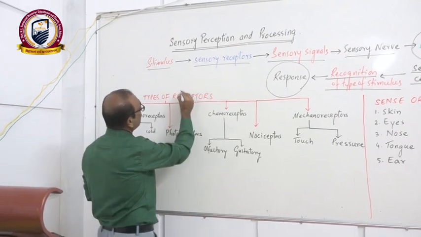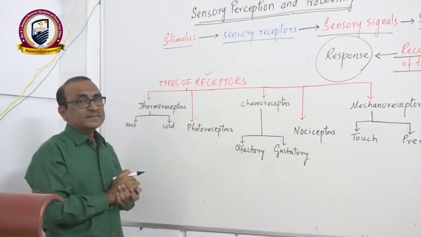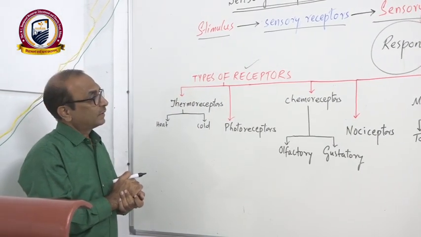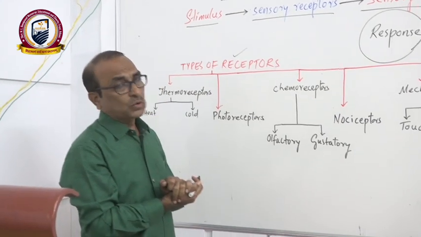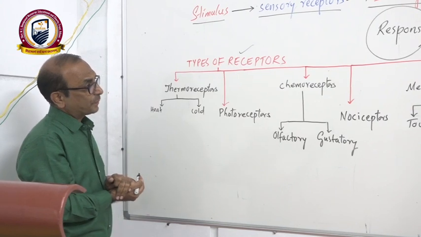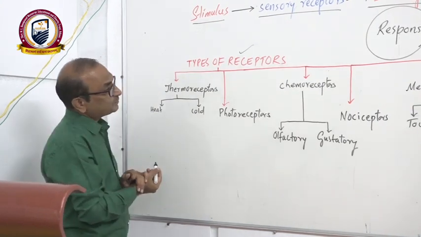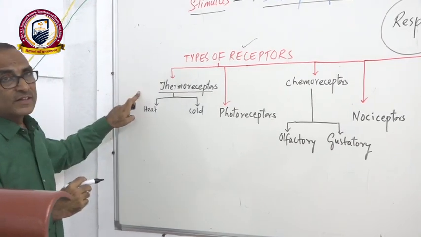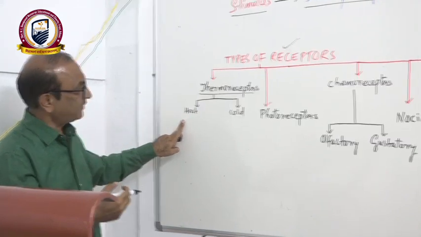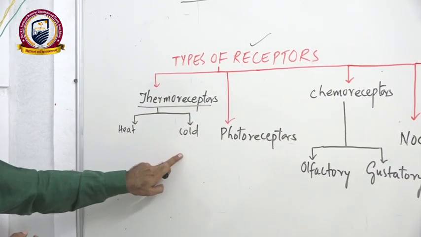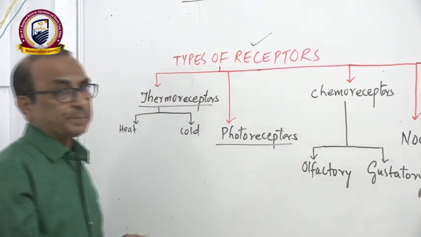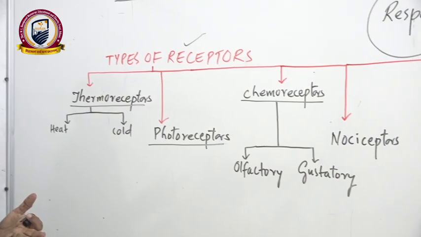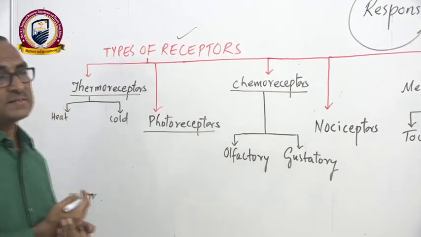Now let us take up the types of receptors. Receptors are sensory cells, usually made up of epithelial cells present in the linings of the sense organs. If we classify them, there are at least 5 different types of receptors. Thermoreceptors are responsible for perceiving heat and cold. Then photoreceptors for vision, seeing the things around us. Chemoreceptors detect the chemical nature of food, air, liquid, or blood.